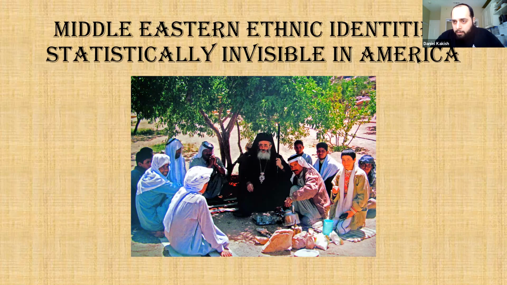So as you see from the title and from what Rana said, Middle Eastern ethnic identities, statistically invisible in America. So kind of the point of the presentation here is how you identify as a Middle Eastern person, if you are one. If not, what you should know about Middle Eastern identities. Is there one identity? Are there multiple? And what are these identities based on?